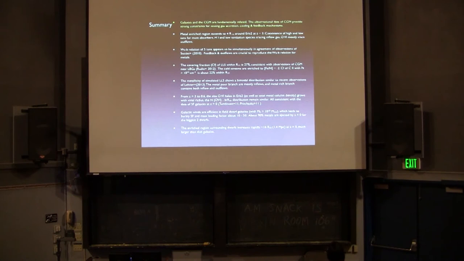In the future I want to run more simulations, including more individual galaxies, to look at, for example, the neutral hydrogen covering fraction for quasar host galaxies, and also more intermediate-mass dwarf galaxies, so higher-mass dwarf galaxies, and so on. That's pretty much it. Thank you.